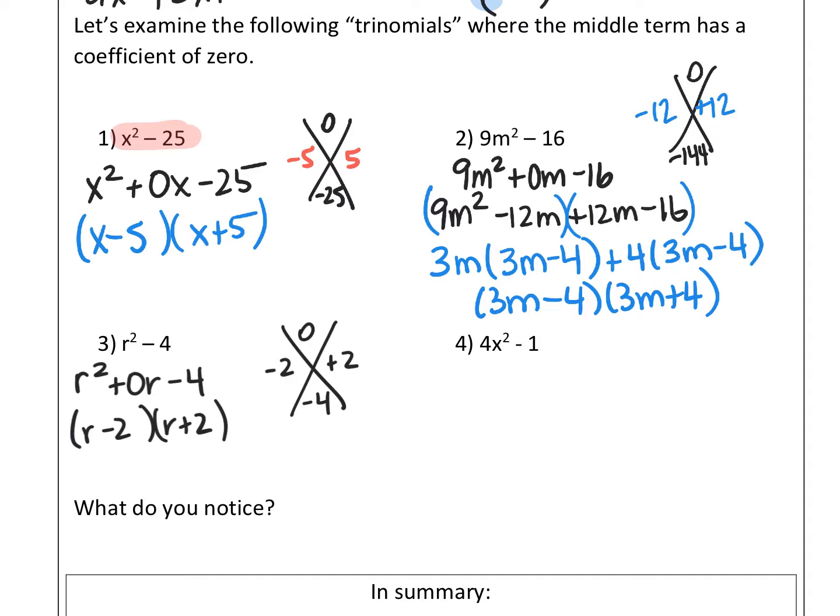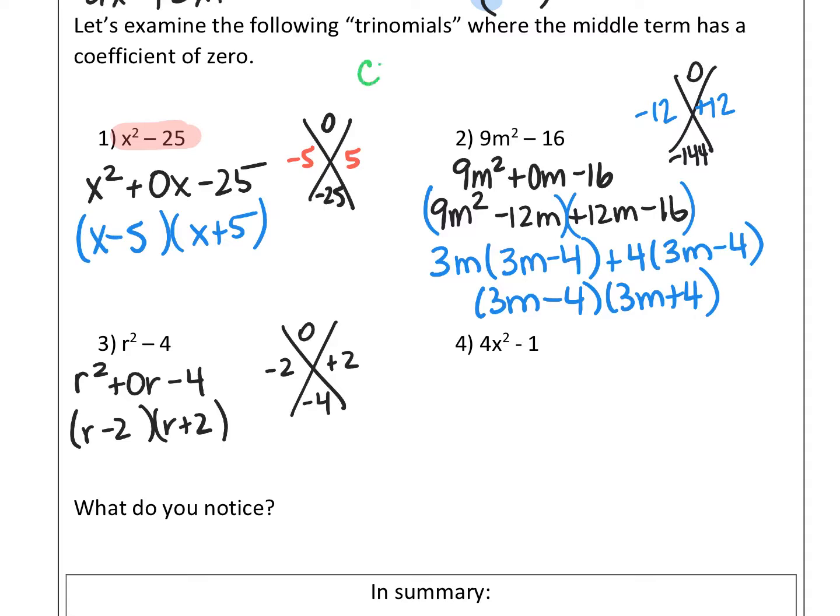Now, let's just stop there and examine the factors that we get. Do you notice anything about the two factors? x minus 5, x plus 5, r minus 2, r plus 2, 3m minus 4, 3m plus 4. Hopefully you notice that they are the exact same factors, just a different sign in the middle. These are called conjugate factors.